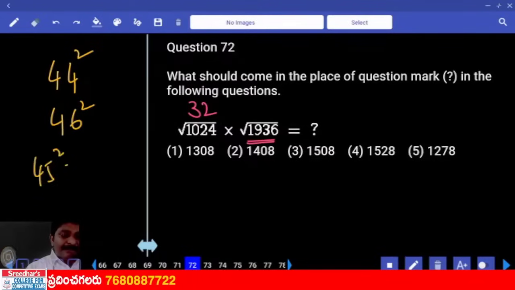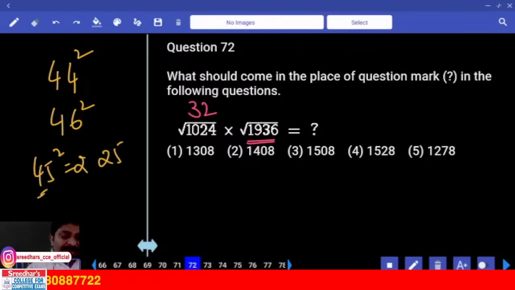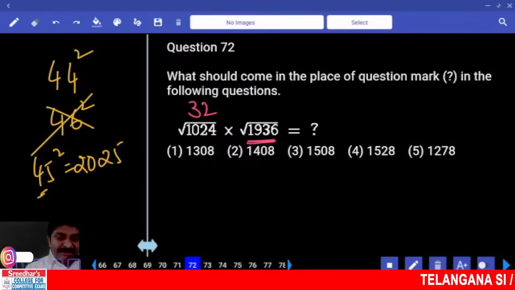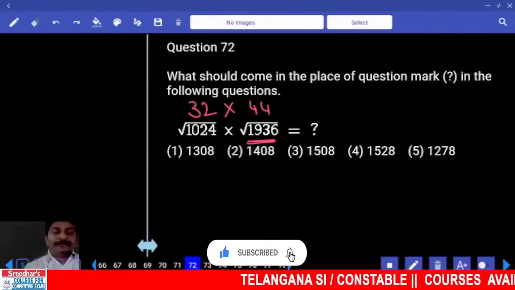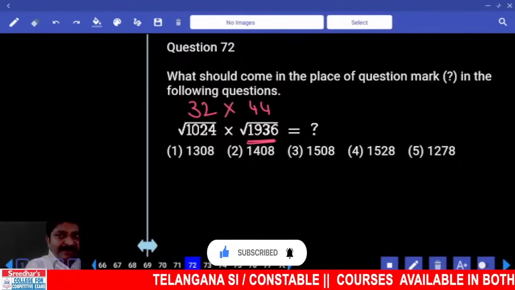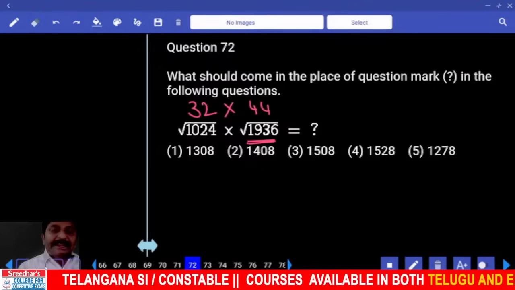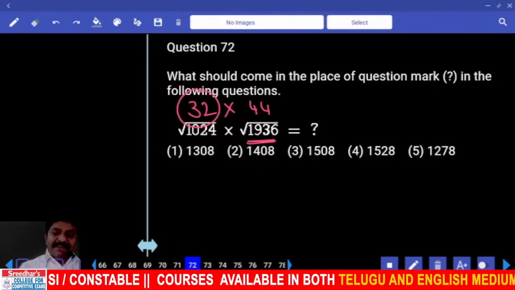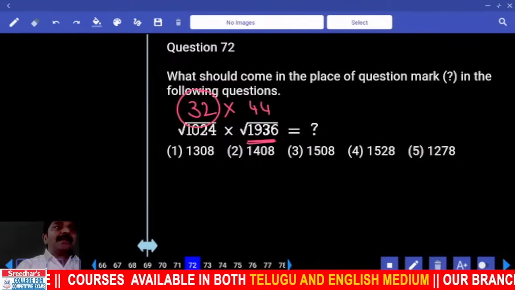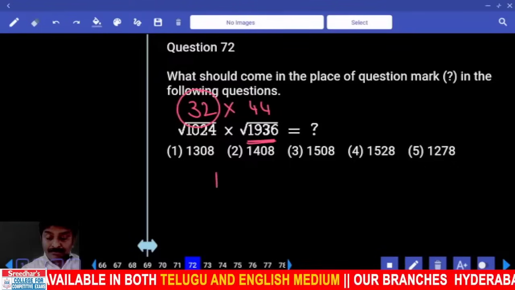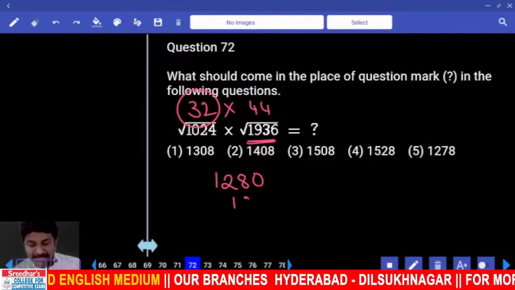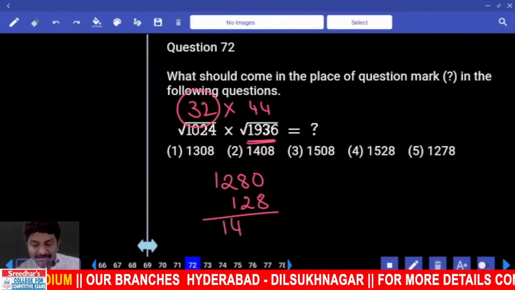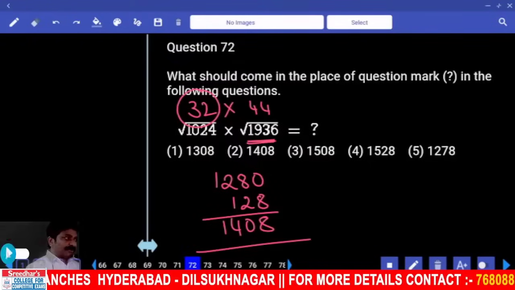What is 45 square? 4 into 5, 20 and 25. But our number is less than that. So, it cannot be 46. It should be. So, finally we have to identify 30 to 44 times, right? 44 times I will treat it as 40 times plus 4 times. Are you okay? 40 times, 10 times, double, double. What is 10 times? 320, double, double. If 1280 is equal to 40 times, 4 times will be just 128. That will be equal to 1408. Second option. Clear?